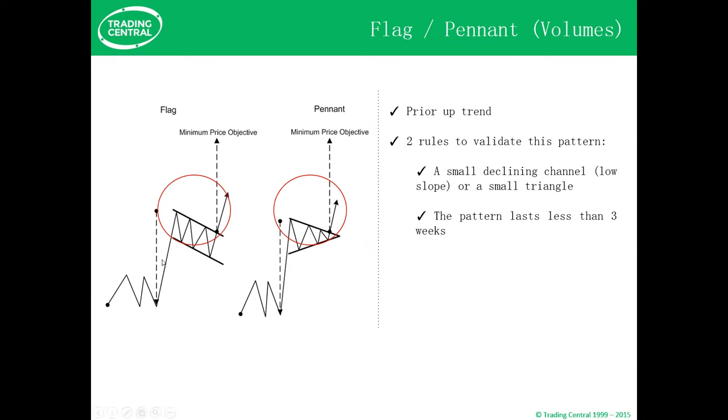And second, normally before that, for the flag and pennant, we have a very sharp increase of the price. In triangles or wedges, before that there may be some higher highs or higher lows in between, and it is not so sharply increased. So that's the differentiation of flag, pennant and wedge patterns.